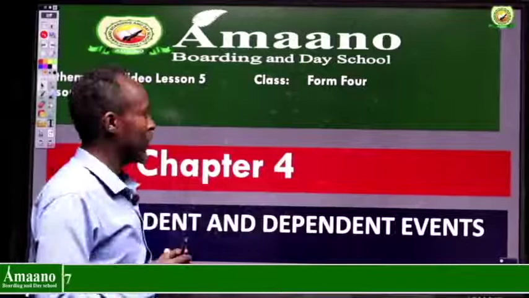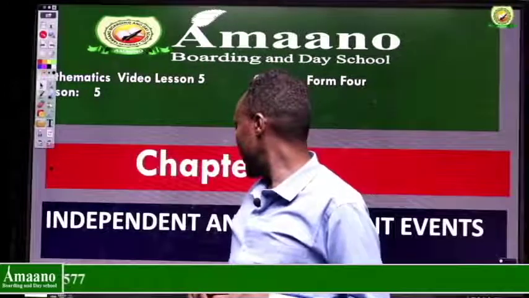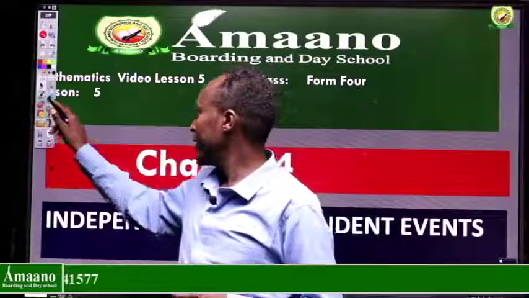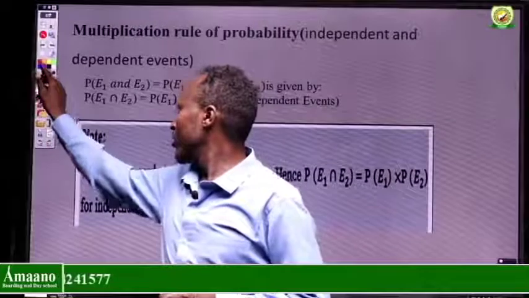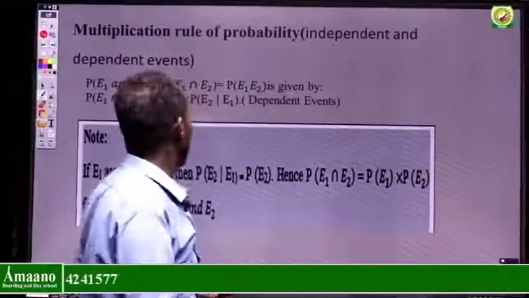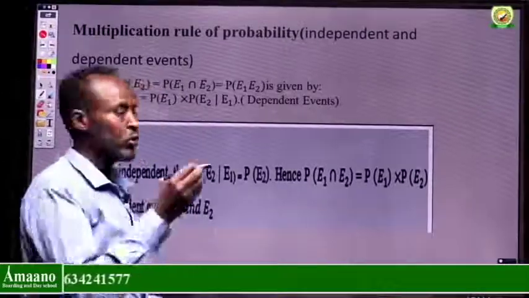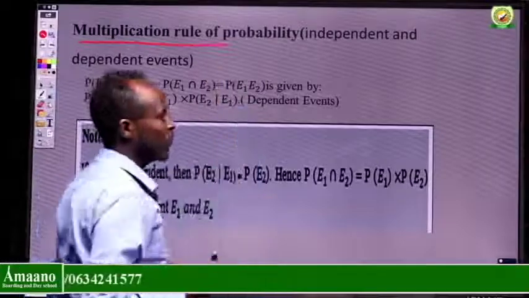And this is lesson 5, video lesson 5. It is about independent and dependent events. For dependent and independent events, we will use the multiplication rule of probabilities.